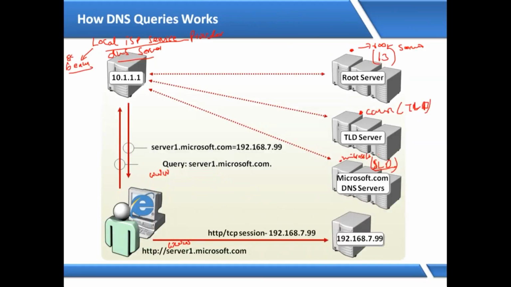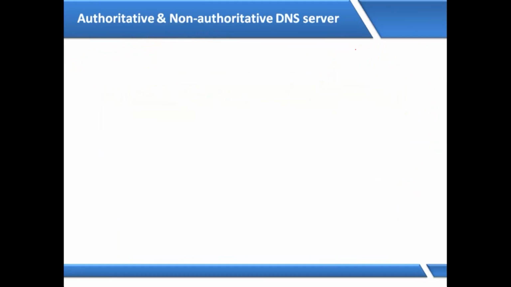So these are all DNS servers. This is your DNS server. These are all your DNS servers. All these DNS servers are categorized into two types, authoritative and non-authoritative. So we'll try to understand what is meant by authoritative and what is meant by non-authoritative.